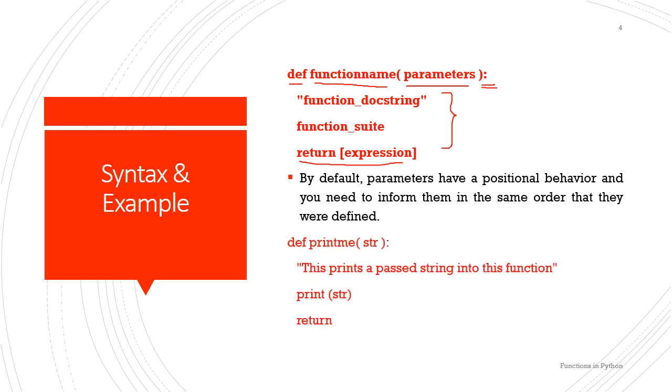An example of how to define a function is shown here. We are defining a function named printme, which accepts a parameter. str is a variable name used to accept the parameter. And inside the function, the first line is a comment statement. This prints a passed string into this function. And this is optional. And inside the print statement, we are printing the content of str. That is, whatever value is passed to this function is printed inside the function block. And after that, we are returning from the function.